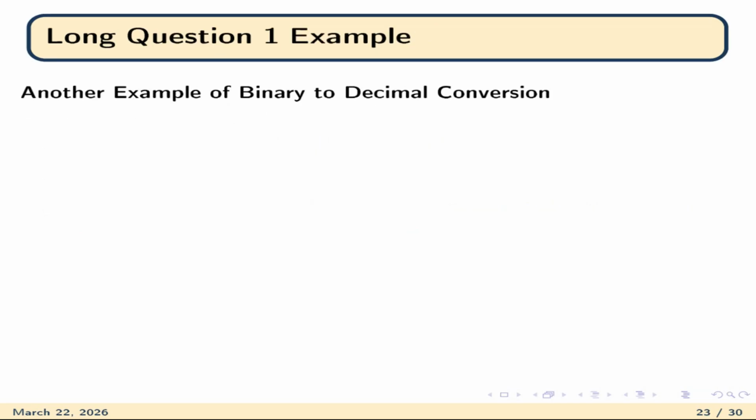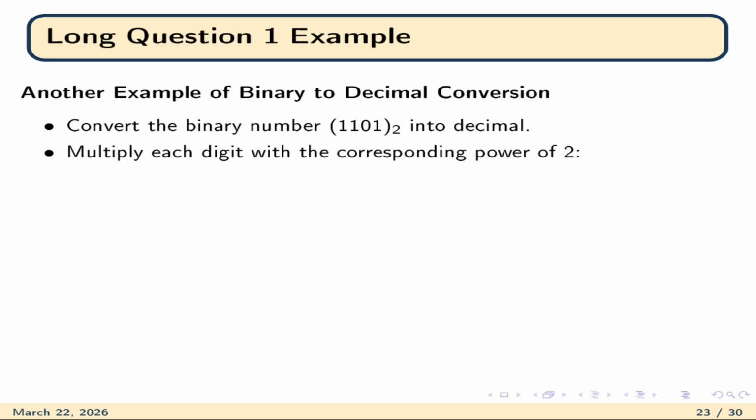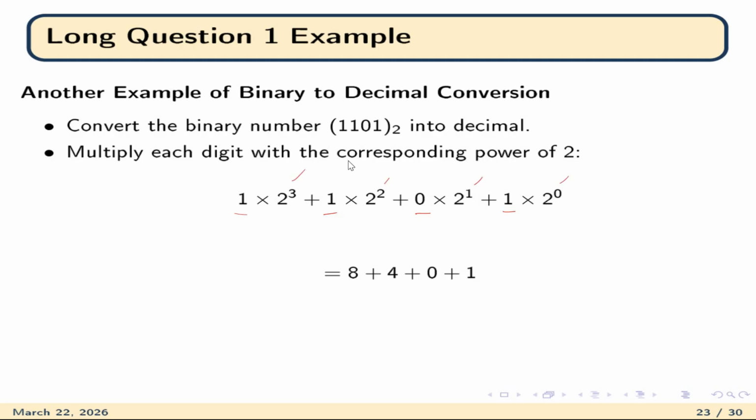Another example of binary to decimal conversion: convert the binary number 1101 base 2 into the decimal system. Multiply each digit by the corresponding power of 2 like this. Okay, these are 1, 1, 0, 1. Powers start from 0, then 1, then 2, then 3. Once you solve it, you will get 8 plus 4 plus 0 plus 1, that is 13.